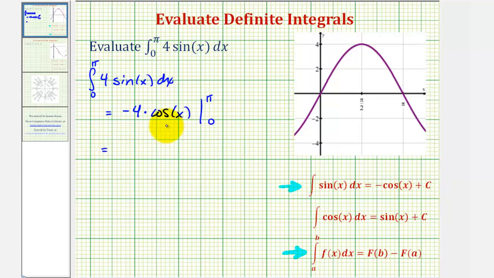So now we'll evaluate the antiderivative first when x equals pi, and then we'll subtract the value when x equals 0. So we'll have negative 4 cosine pi minus negative 4 cosine 0. Well, we should recognize that cosine pi is equal to negative 1 and cosine 0 is equal to positive 1. But just in case we don't, we could check the unit circle.